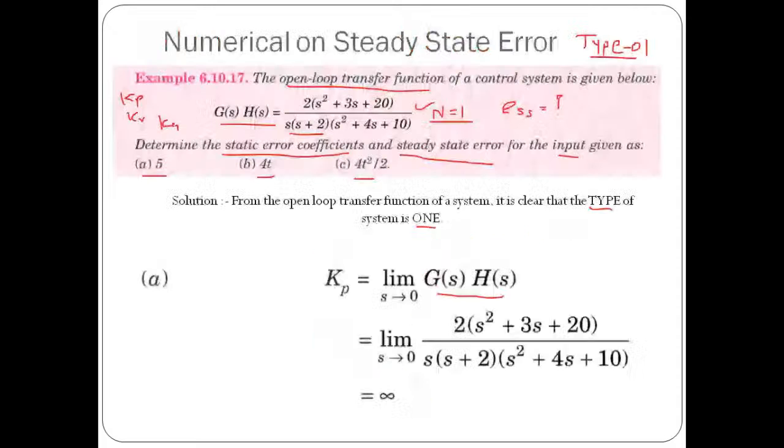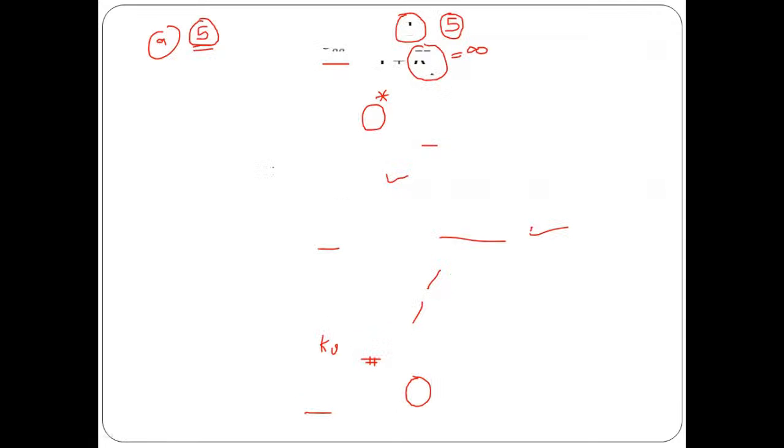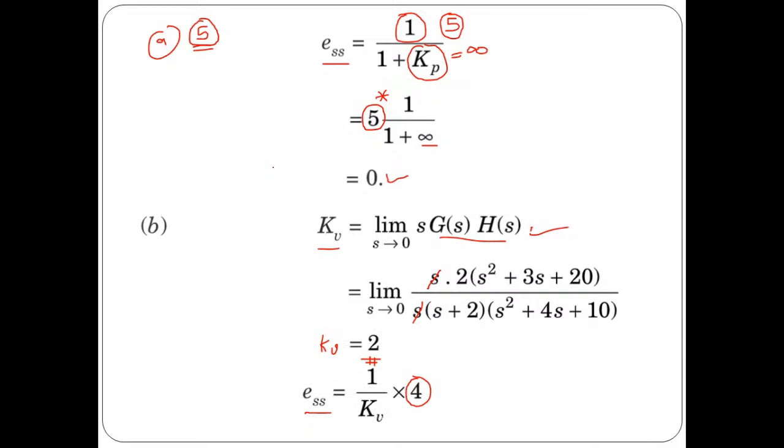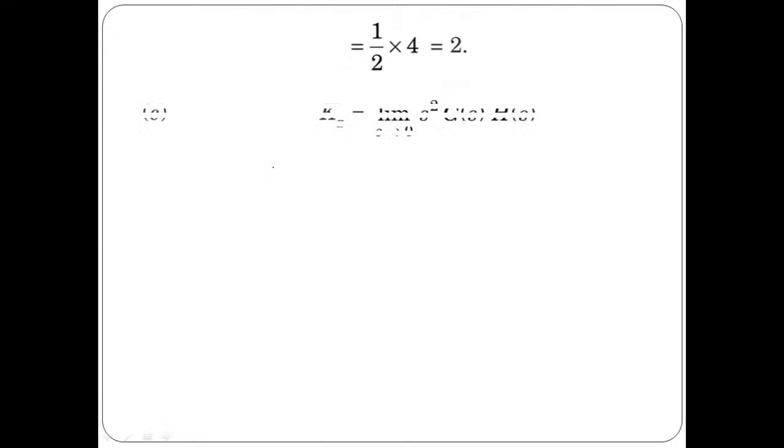See, in the given numerical, the second type of signal that we have taken to find out the steady state error followed by error coefficients is 40. So here the slope is 4. If you apply that logic, you will get the value of ESS as 1 upon Kv into 4, and Kv is 2. So if you calculate, you will get the value of steady state error as 2. This is very important.